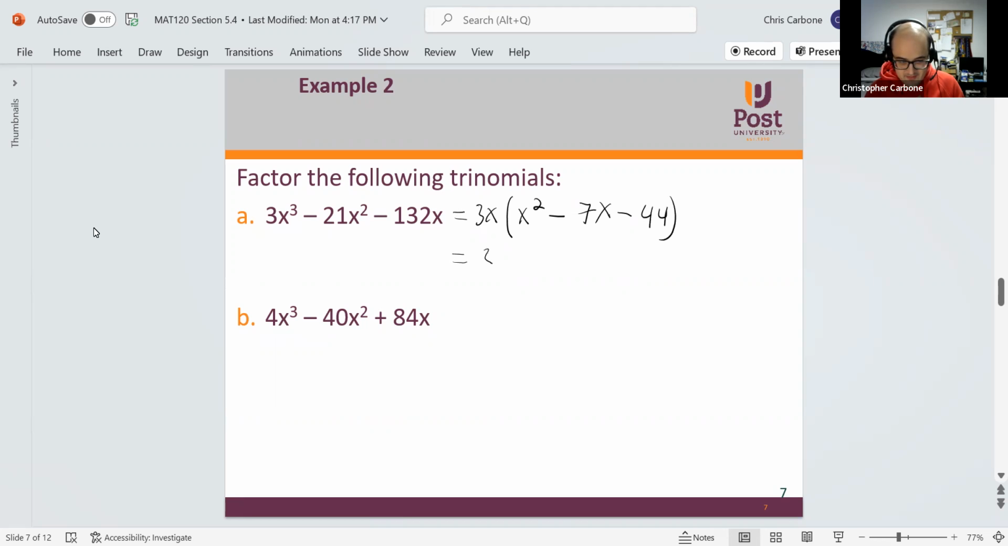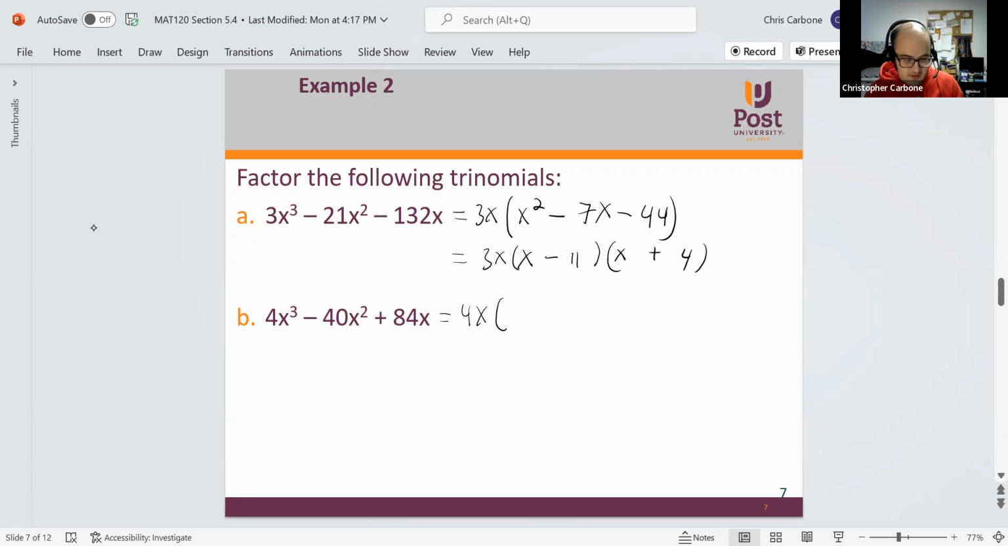Now 44 does have a lot of factors, but thankfully, the only one that works is if we used 11 and 4. And to get a negative 7 and a negative 44, we have a negative 11 and a positive 4. So 3x times x minus 11 times x plus 4. Is that complete factorization?